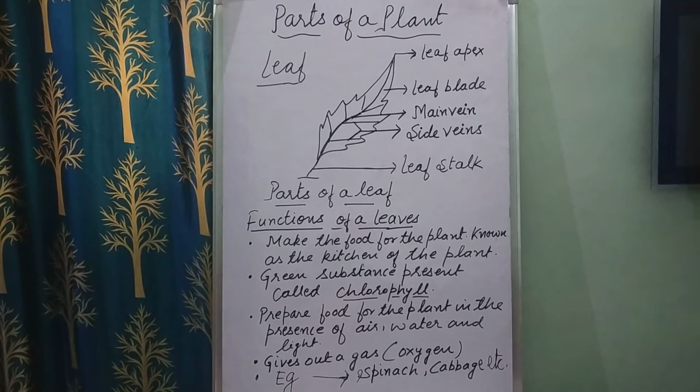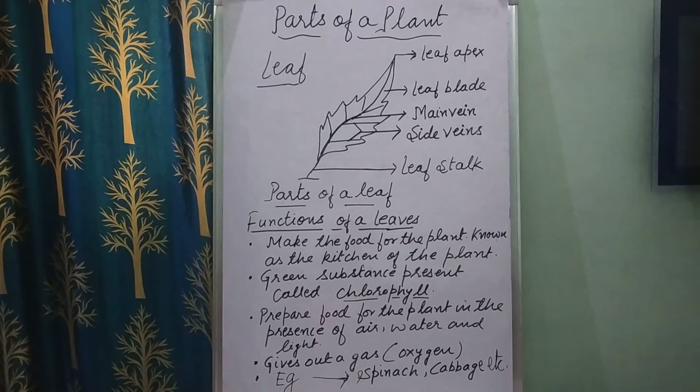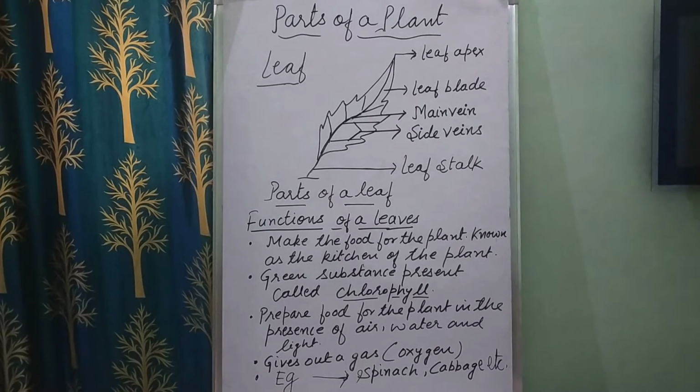Now the last one, that is the leaf stalk. The part of the leaf that attaches the leaf to the stem is called the leaf stalk. And one more very important thing is the stomata. See, plants also breathe, and they breathe through the stomata. The lower side of the leaf has many tiny pores called the stomata, and air enters the leaf through the stomata, right? See, these are the parts of a leaf.